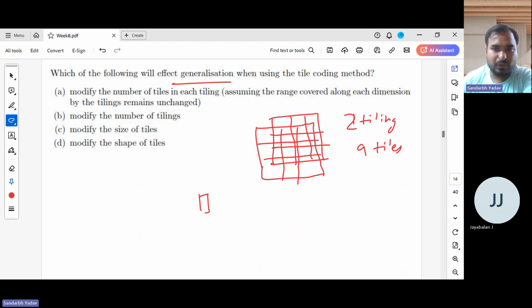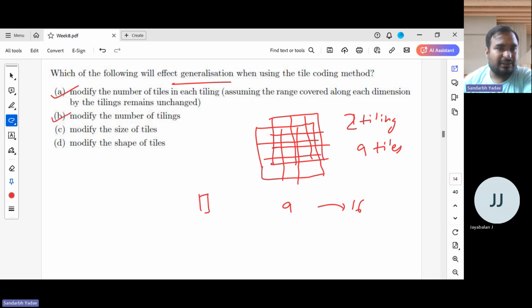These tiles will become small if we modify it. Suppose initially we had 9, now we move to 16 tiles. So these will become small, and the range will become small. In that way, this will affect the generalization. Now, modifying the number of tilings: if we increase the number of tilings, then the indicator functions will also increase. Basically, the number of indicator functions active for our state will be equal to the number of tilings.